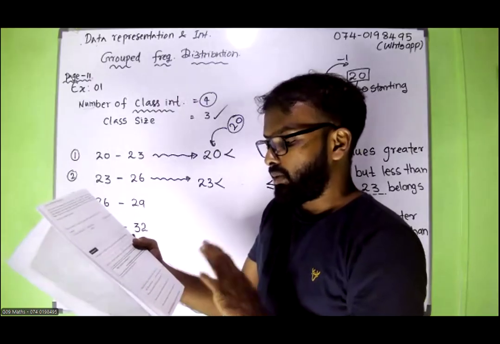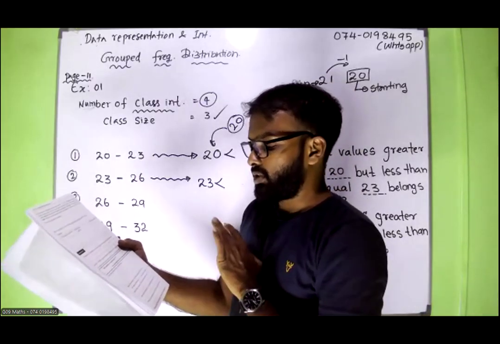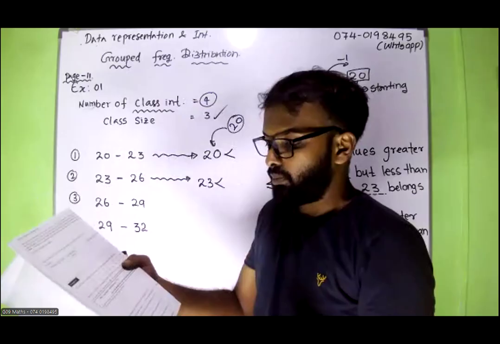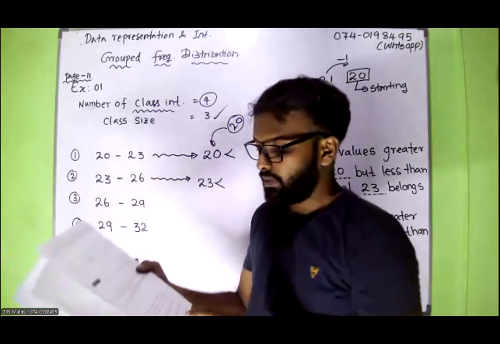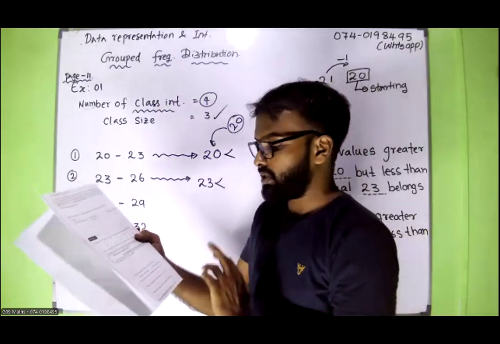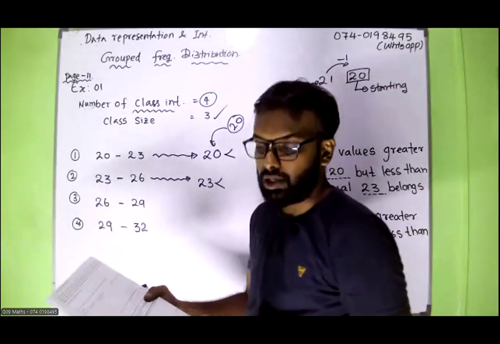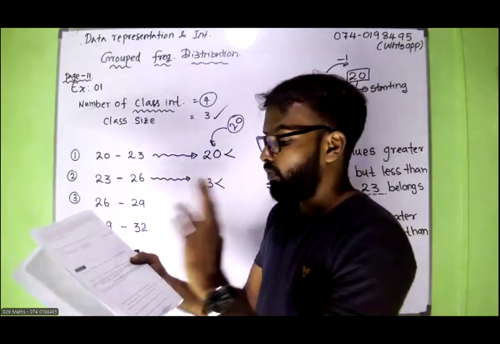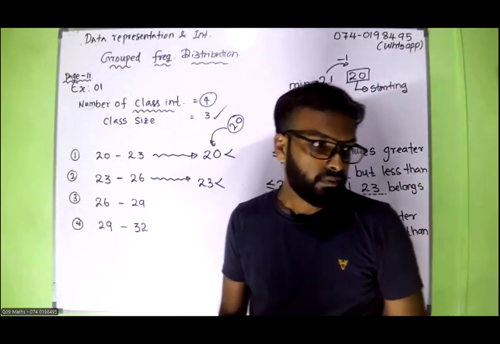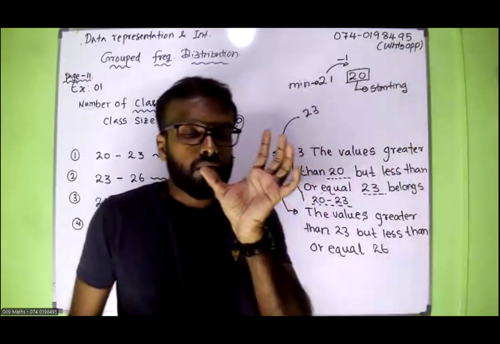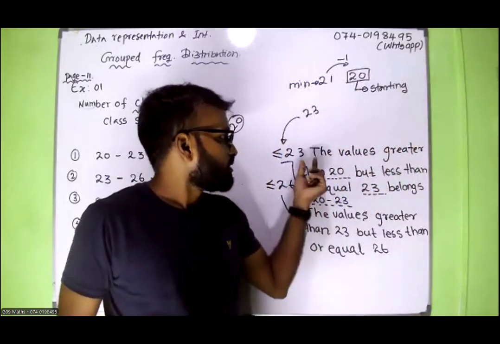What is the meaning of the first class interval, which is 20 to 23? What is the meaning of the second class interval, which is 23 to 26? What is the meaning of the third class interval, which is 26 to 29? And what is the meaning of the fourth class interval, which is 29 to 32? And fill the blanks according to this.